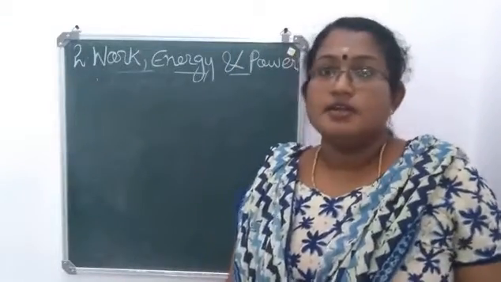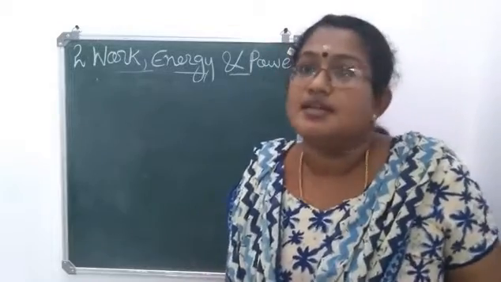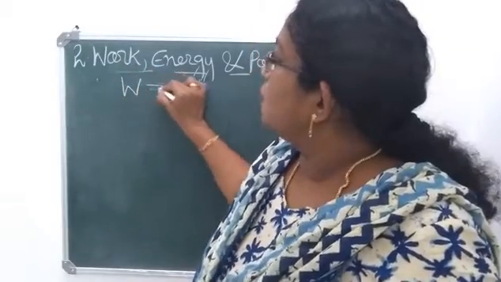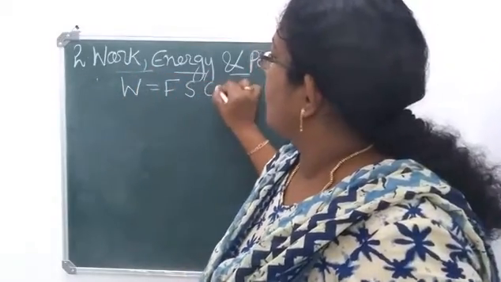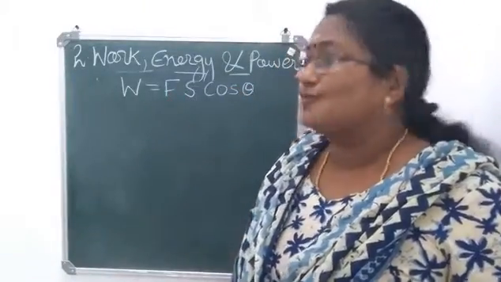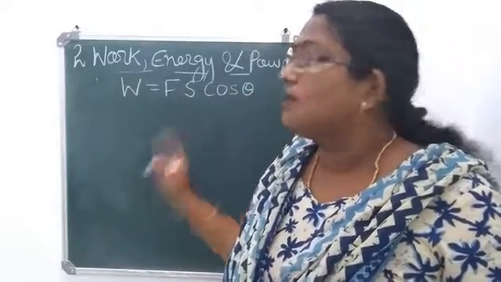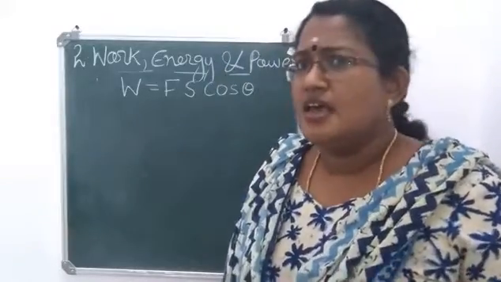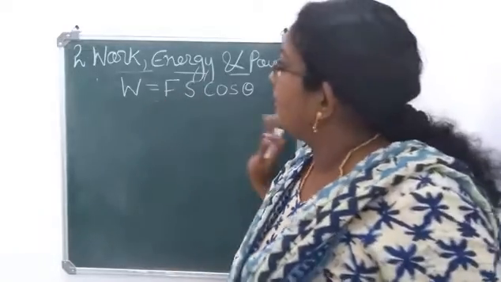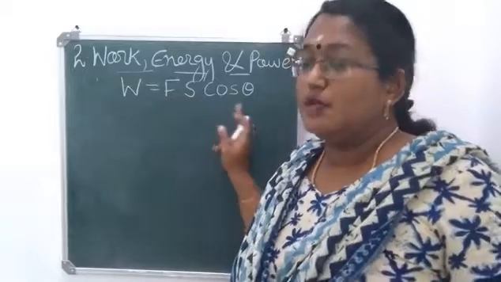Welcome back, dear children. In the last video we discussed the equation for work, isn't it? So what was the equation? It is W is equal to Fs cos theta, where F stands for force, S stands for displacement, and theta stands for the angle between the force and the displacement. So Fs cos theta or F cos theta S. In general, we'll write it as Fs cos theta. Clear? Force into displacement into cos theta.